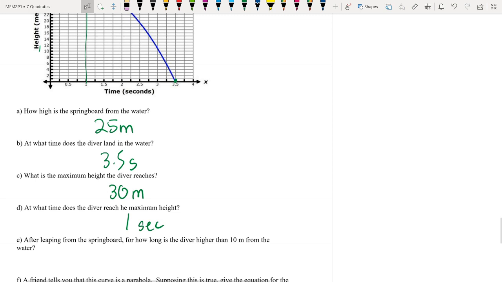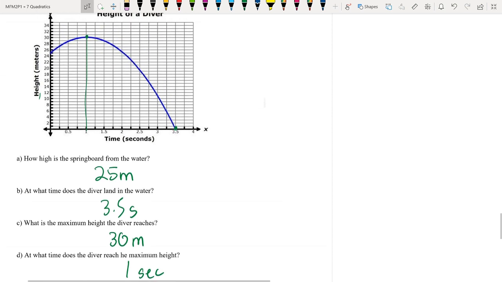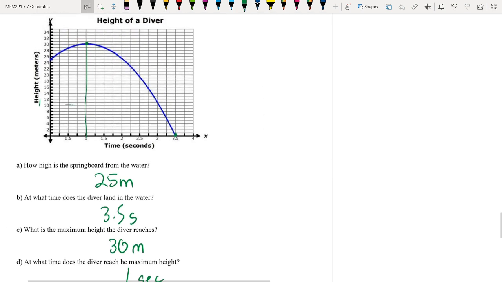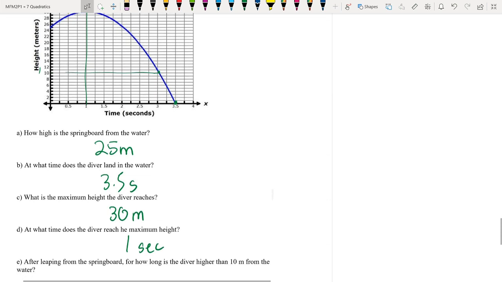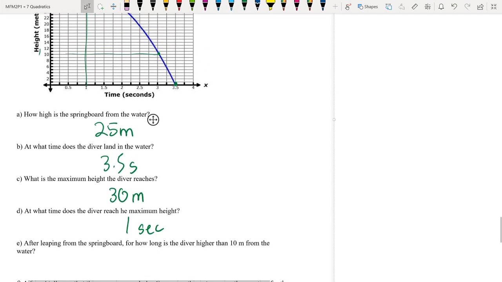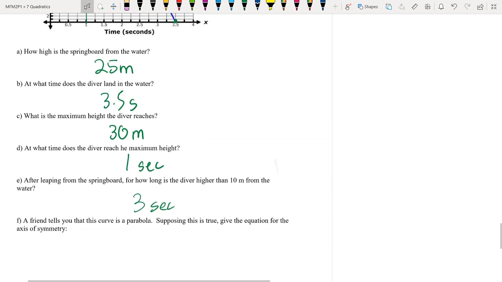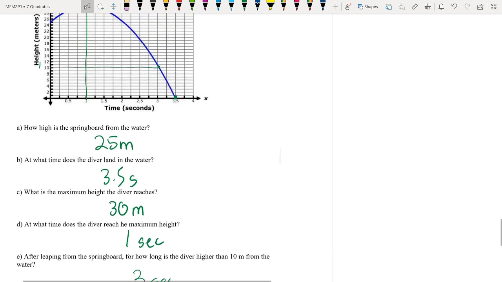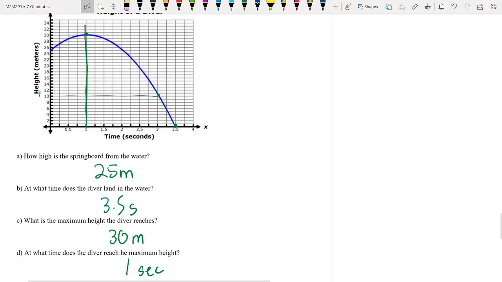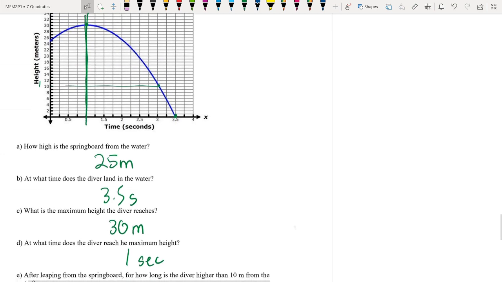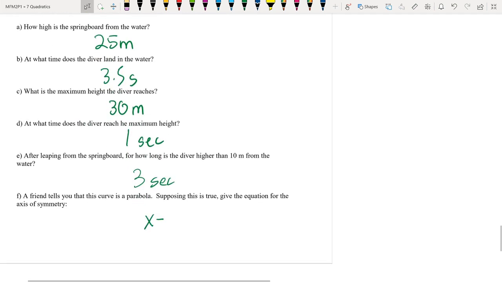After leaping from the springboard, for how long is the diver higher than 10 meters from the water? So let's find 10 meters from the water, and it's here. And so for just over 3 seconds. So let's say 3 seconds. Okay, and then a friend tells you that this curve is a parabola. Supposing this is true, give the equation of the axis of symmetry. So we showed that already. This is where it would cut it in half, and so x would be equal to 1.